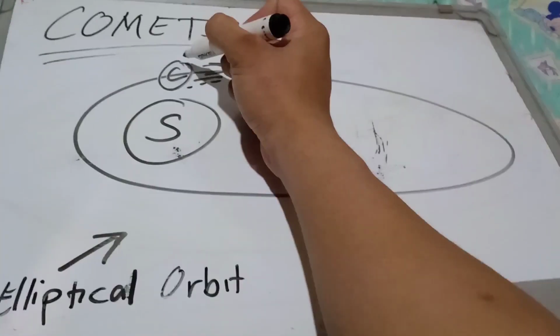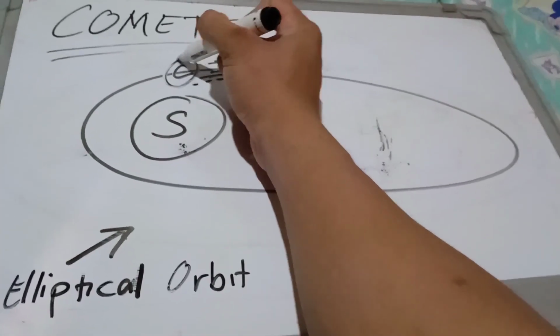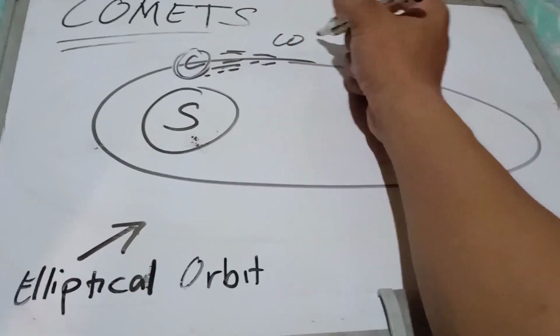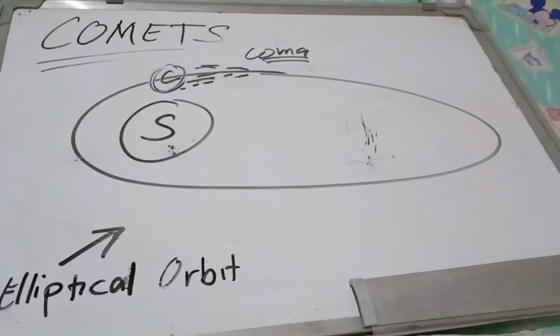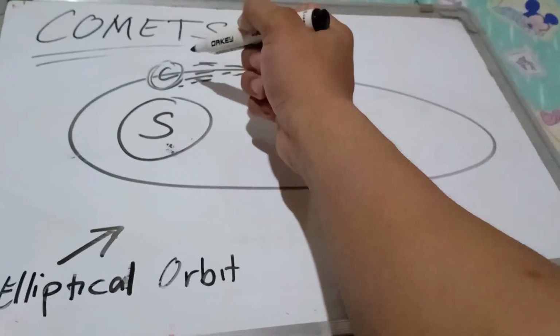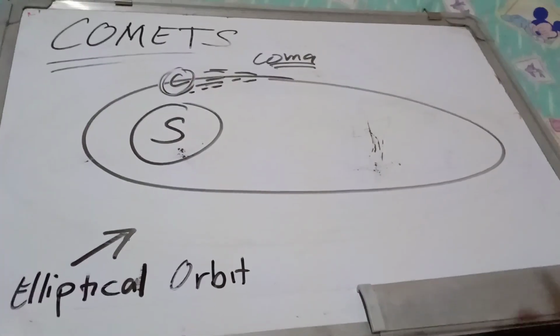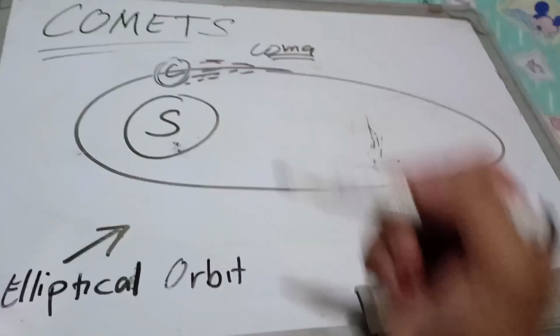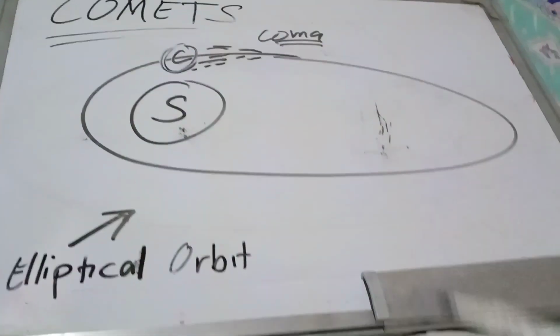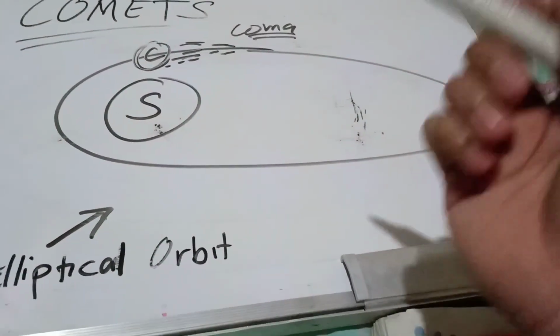And then, nagkakaroon po siya ng ulo. Ito po yung tinatawag po nating coma. Coma. Okay? C-O-M-A. Yun po yung nag-glow. Nagkakaroon po siya ng parang halo dahil nga doon sa binibigay na init ng Sun. And then, nagkakaroon din po siya ng tail. Kaya yung tinatawag na snowball.